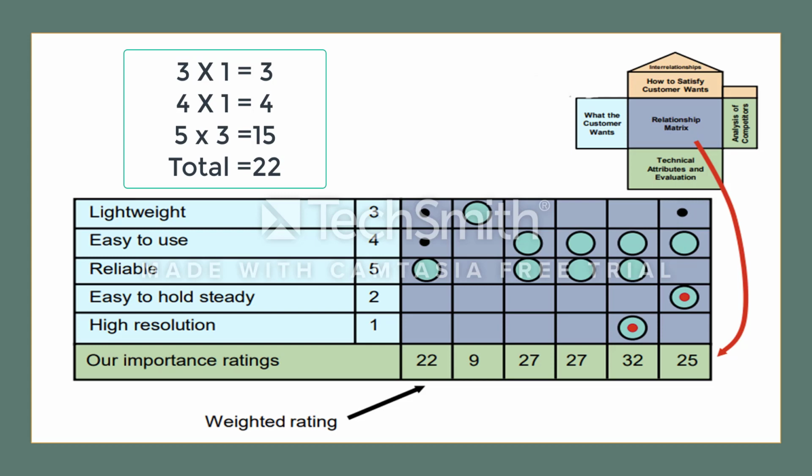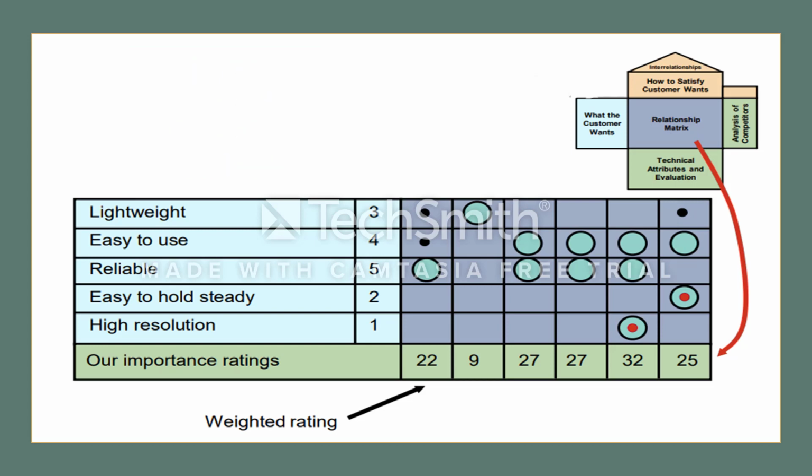3 multiplied by 1 equals 3. 4 multiplied by 1 equals 4. 5 multiplied by 3 equals 15. Therefore, the total weighted rating is equal to 22. After calculating the weighted ratings, it can be concluded that the most important factor for the team to take into consideration is the high number of pixels.